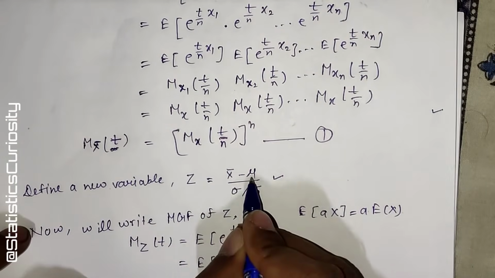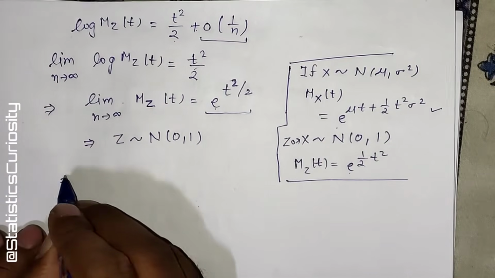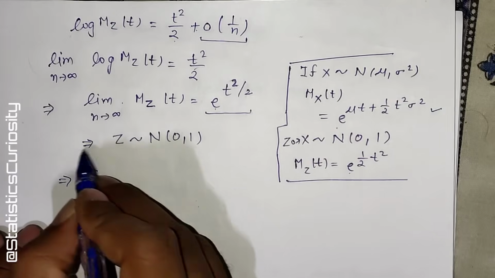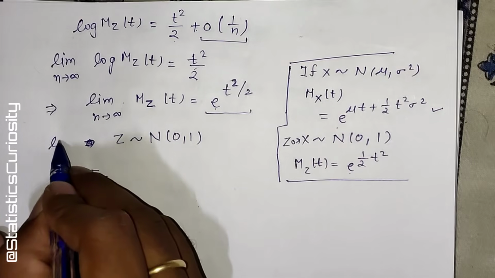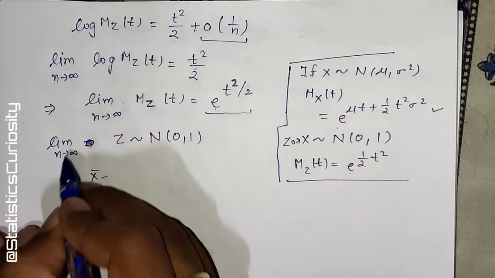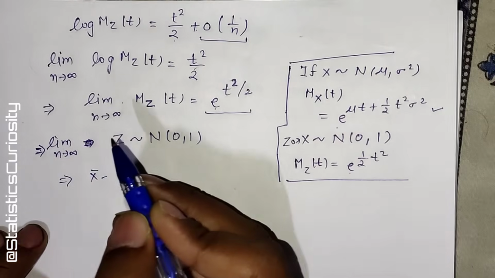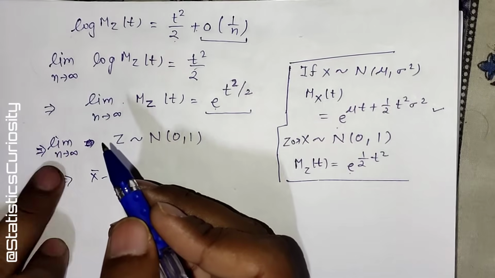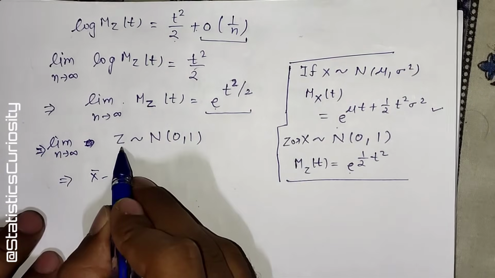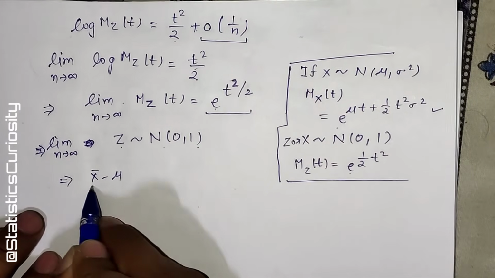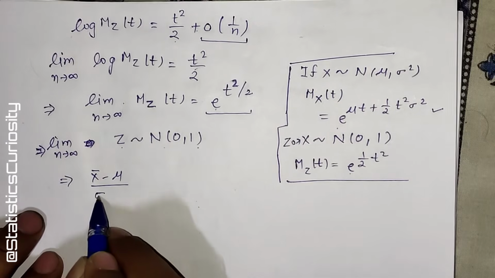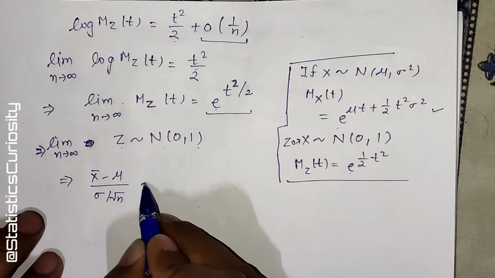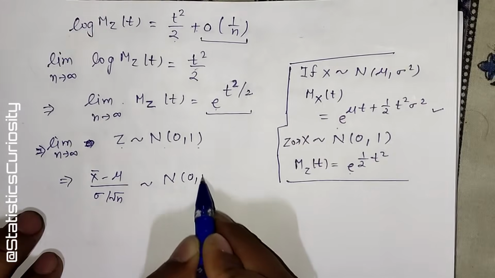Z is x bar minus mu divided by sigma upon root n. So we can write it as, limit n tends to infinity, that is, for large n, Z follows normal 0, 1. We can also write it as x bar minus mu divided by sigma by square root of n following normal 0, 1.